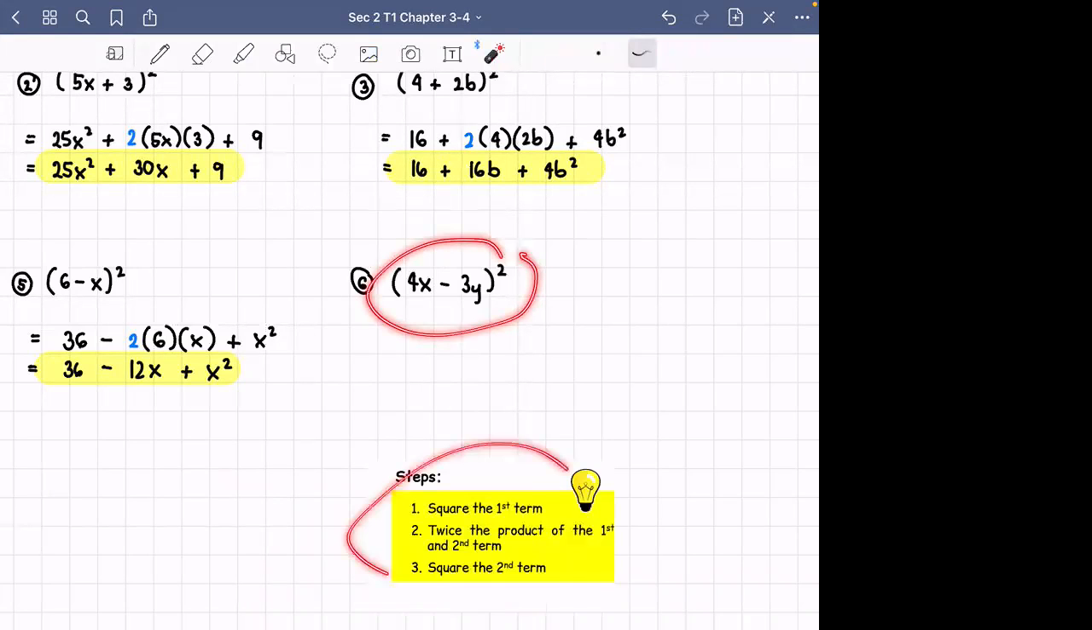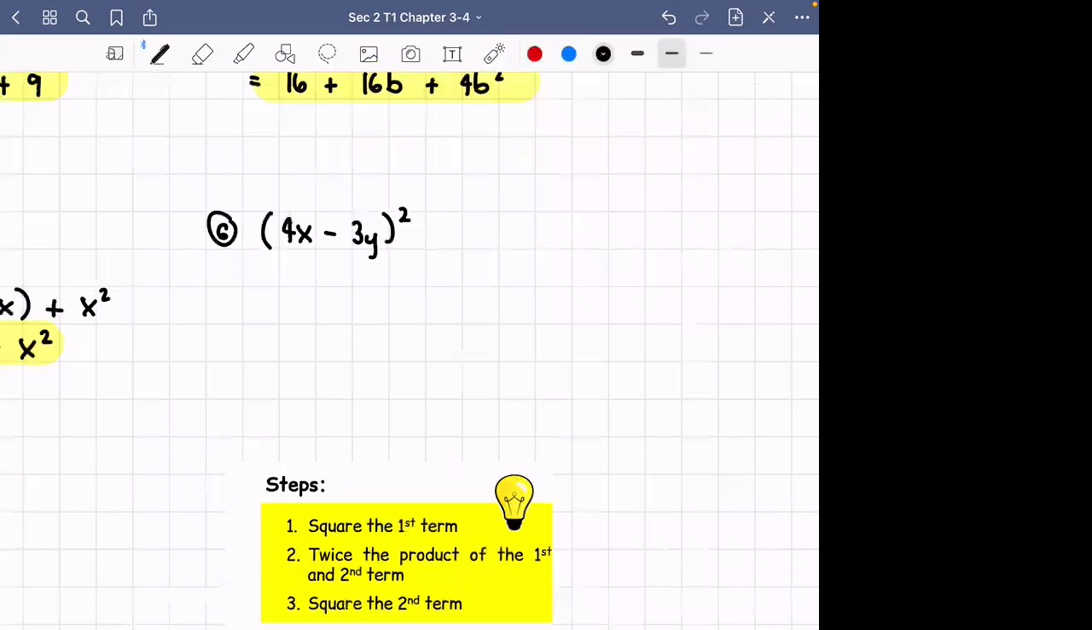So these are the steps again. Remember this. What is the first term? It's 4x. What is 4x times 4x? 16x squared. Very good. And then this is minus, and then it's always times 2, right? Times 4x and times 3y.